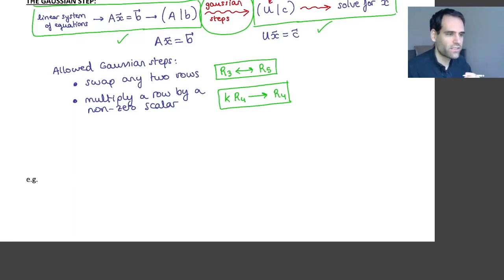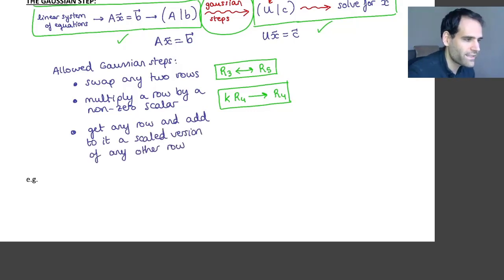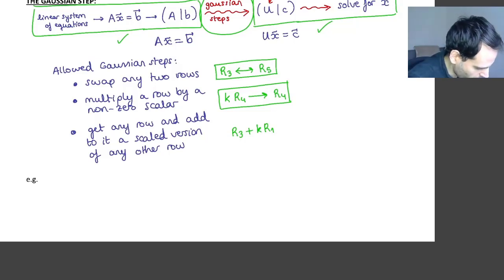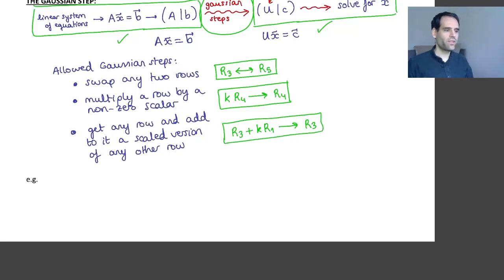And finally, the most important step is we can get any row and add to it a scaled version of any other row. The way one would write this is, for example, you get row 3, and you add to it a scaled version of another row, for example k times r1. And the result of that operation, you place back into row 3. And this is how you would write it. So those are the three types of Gaussian steps that we can do.